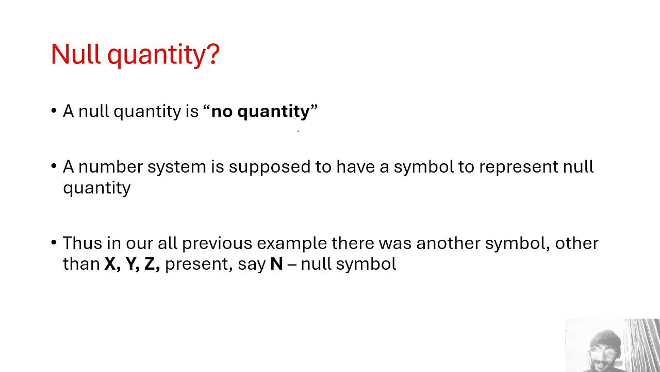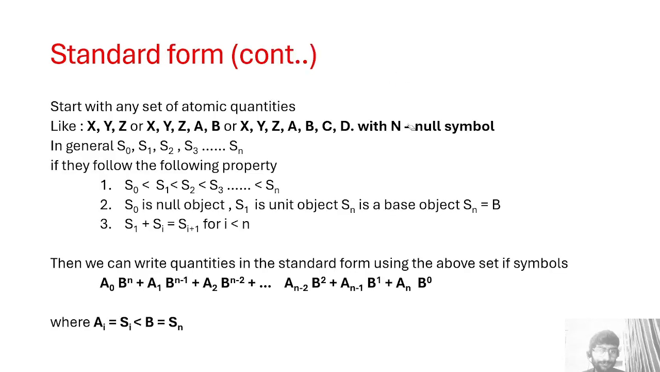So we're going to add a new symbol in our number system, and that will be a null symbol, which represents the null quantity, which simply means 0. We already know that. So finally, I will disclose the formal definition of a number system.